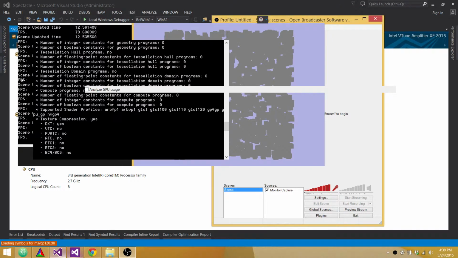But VTune has this other category of microarchitecture analysis, and these use hardware event sampling rather than just general purpose sampling, and this collects a bunch of metrics from the CPU, things like branch mispredictions, cache misses, pipeline stalls, and that allows me to hopefully get a better view of what down at the hardware level is causing performance problems for me. If we take a look at this general exploration view, this is a profile from the latest version of Gunship.